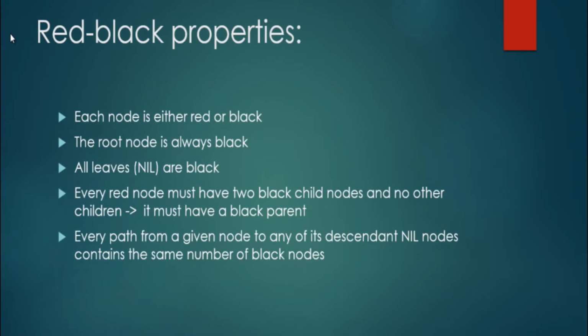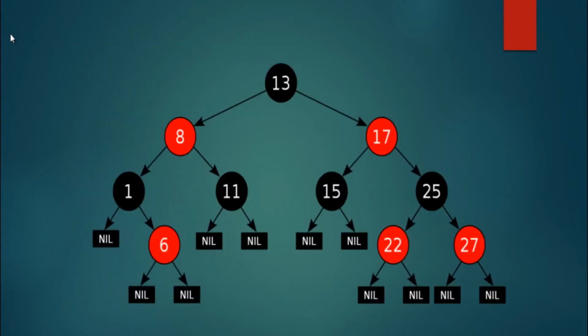So we have red-black tree properties which have to be met. We are not able to violate these properties. So what are these red-black properties? Each node is either red or black. This is why it's called a red-black tree. The root node is always black. All the leaves, which we represent with nils, are black. Every red node must have 2 black child nodes and no other children. So it must have a black parent as well. Every path from a given node to any of its descendant nil nodes contains the same number of black nodes. So these are the red-black properties.